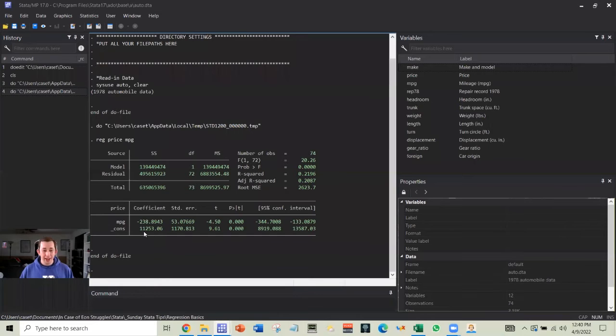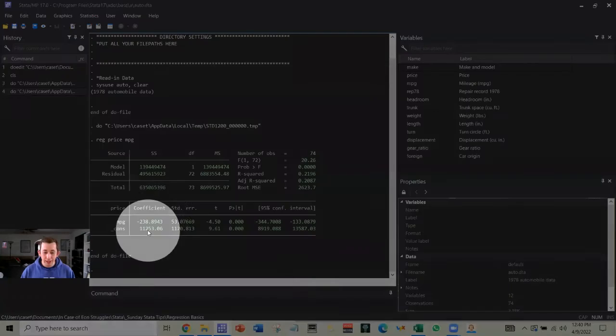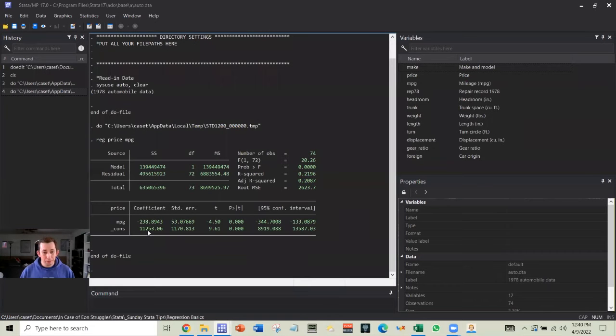This constant, this CONS, stands for constant. This doesn't really have an interpretation because remember, we're fitting a line to the data. So this is the y-intercept of that line. And this interpretation would be that a car with 0 miles per gallon would cost approximately $11,253, which doesn't make any sense. So we don't really interpret this constant.